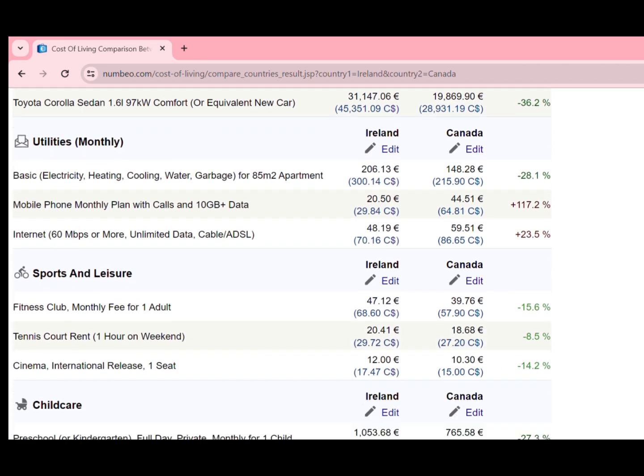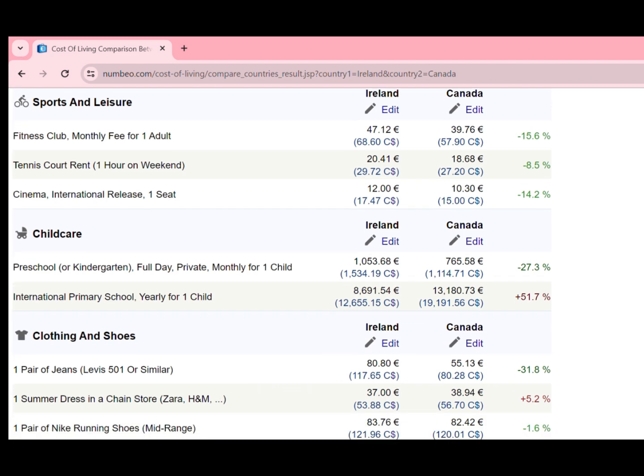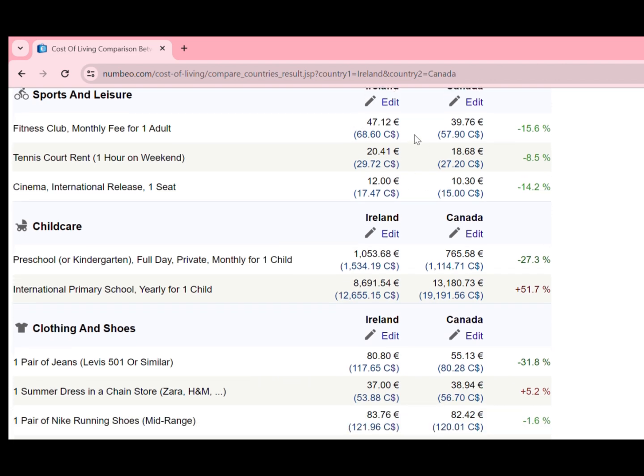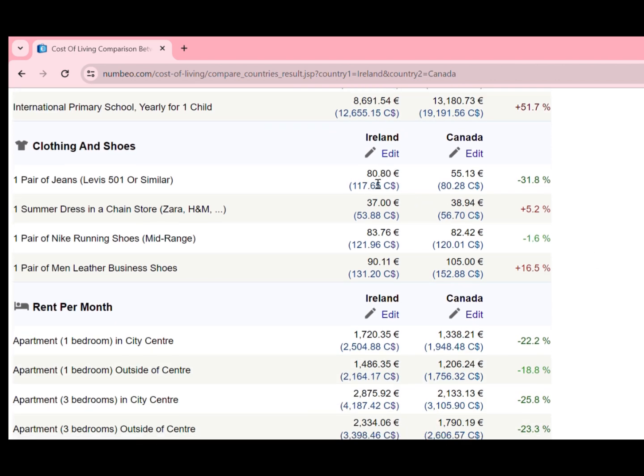Now let's look at utilities: basic heating, electricity, cooling, water, garbage. In Ireland it's 206, and then in Canada 1.8. So I think cost of living in Canada is not bad at all. And then we have sports and leisure, still more expensive in Ireland, as we can all see, compared to Canada. When it comes to school, it's still more expensive in Ireland than in Canada. Then clothing, Ireland, yeah, still more expensive. There are a few things more expensive in Canada, but generally it's more expensive in Ireland.